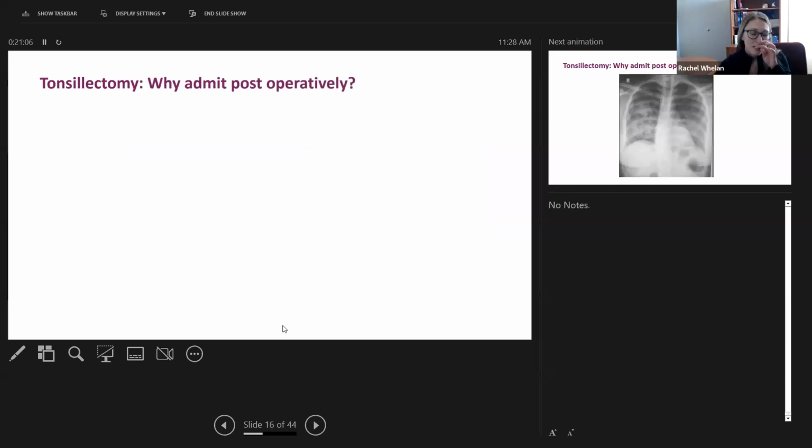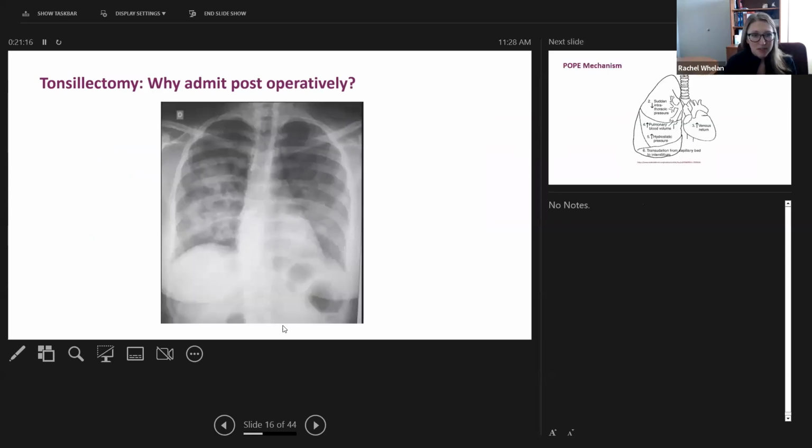And then, looking at the next step, you take the tonsils out, and how do you make the decision, are children safe to go home versus be admitted postoperatively? Are there any pulmonology trained fellows on the call? Does anybody know the complication? Why do we really think about admitting kids after tonsillectomy?